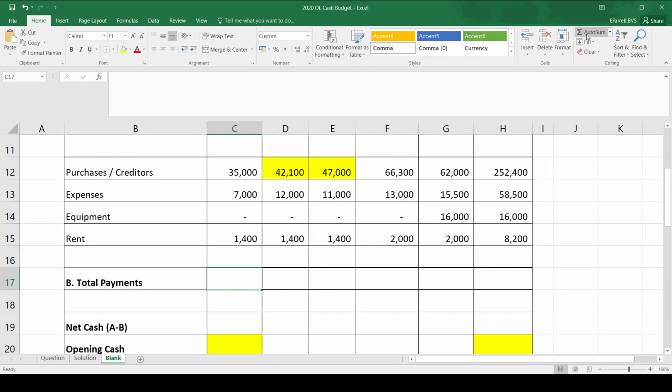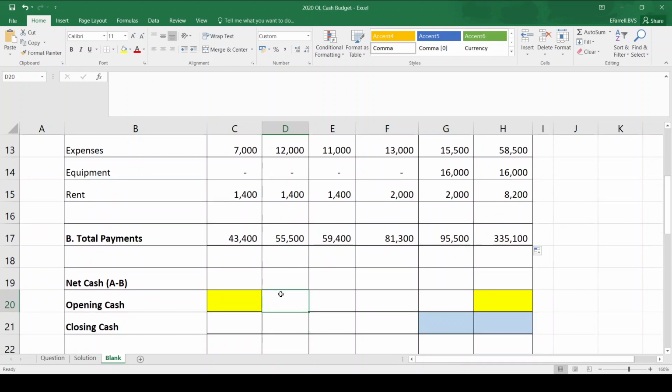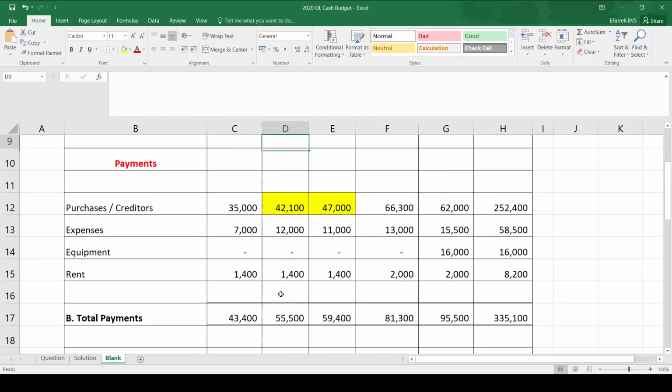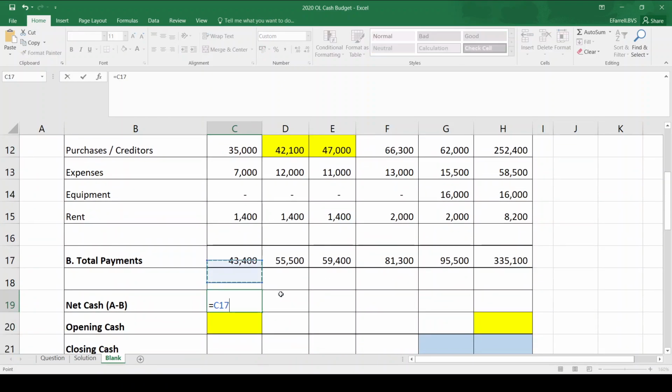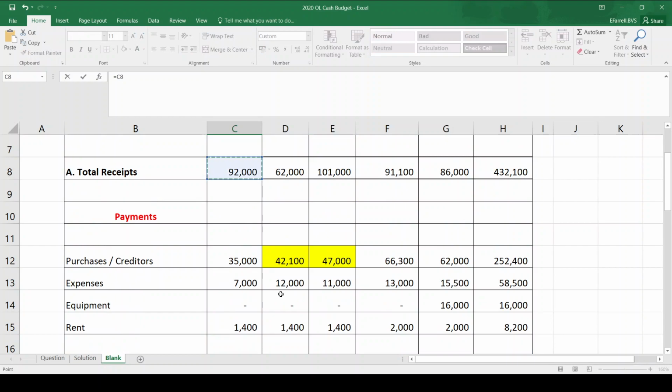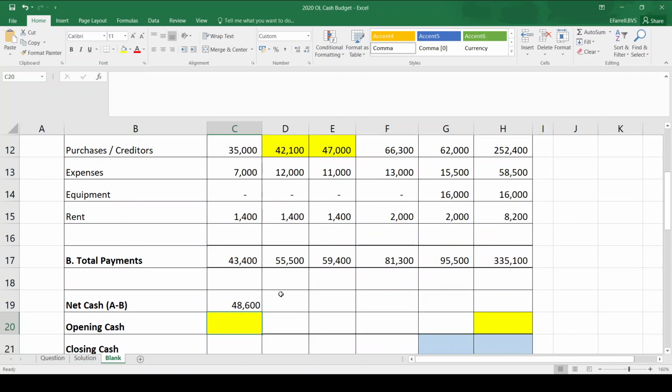So to get my total payments then, I'm just going to add down the 4 different types of payments that I have: purchases, expenses, equipment and rent. And I'll do that for each month. Just add down these 4 figures each month. Give me my total payments. My net cash then is A minus B. So it's just my total receipts each month minus my total payments. So the first month I plan to get receipts of 92,000 in, and I plan to have payments of 43,400, so I'm going to be up 48,600.